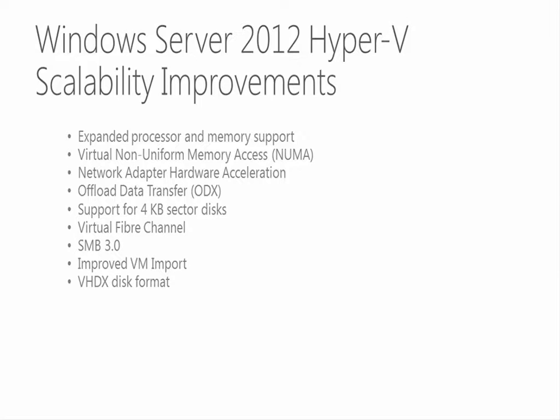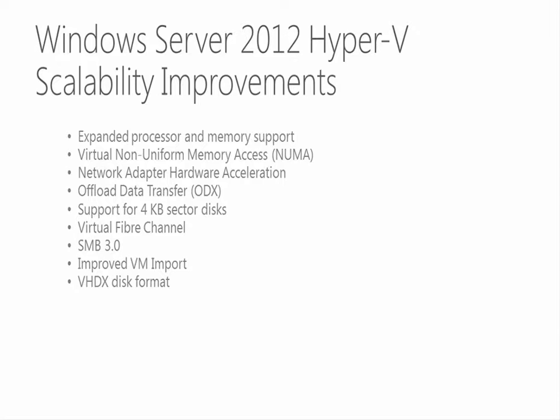Then we're going to take a look at virtual non-uniform memory access, the way we changed how you look at memory from a virtualization perspective. Then we'll take a look at some of the networking changes, specifically the adapter hardware acceleration capabilities and how to turn on those features inside your virtual machines. Then we'll take a look at offload data transfer, otherwise known as ODX. This is the capability of moving things very quickly, assuming you have a storage array that supports this new feature.